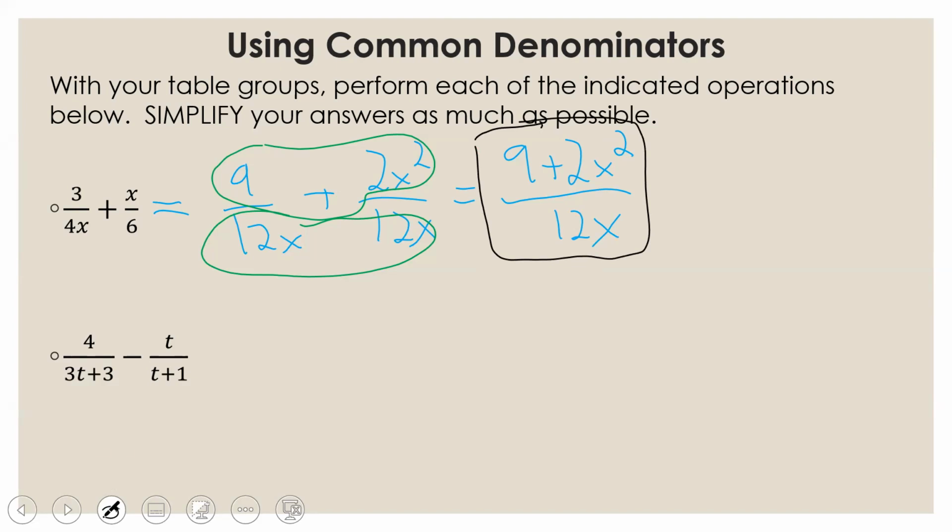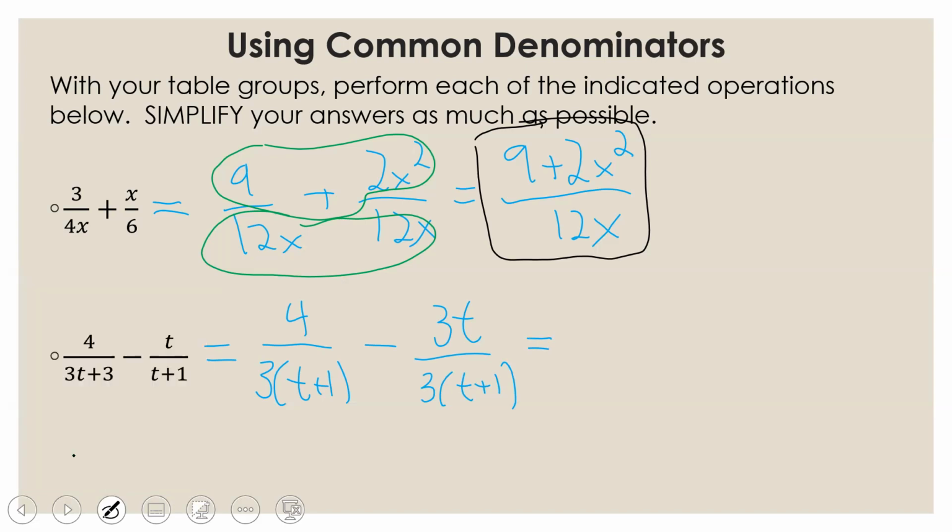All right. Cool. For the second one here, we have 4 over 3t plus 3 minus t over t plus 1. Again, we've already found what these look like with common denominators. So the first one is 4 over 3 times t plus 1. It did not change. Minus. Second one became 3t over 3 times t plus 1.